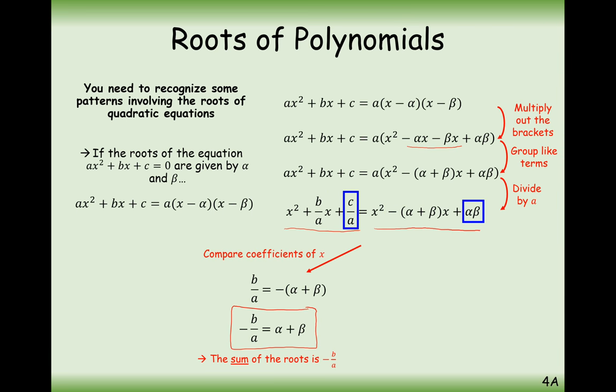And for the coefficients at the end, the coefficients of nothing, the coefficients of 1 effectively, we have c over a equals alpha beta. So if you know the roots of your polynomial or your quadratic, you can times them together and get the value of c over a at the end of that quadratic equation there. So it's two equations here that we need to now remember that will help us link the roots of the quadratic equation back to the coefficients of the quadratic equation, and what the original equation was before it gave us the roots.